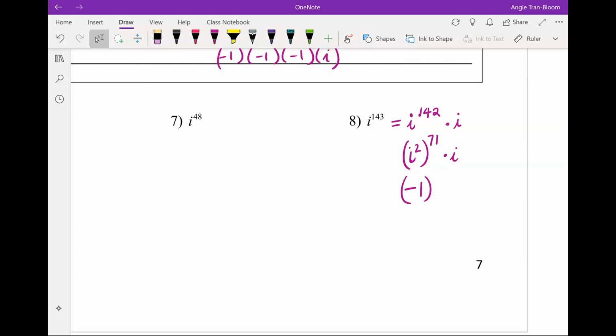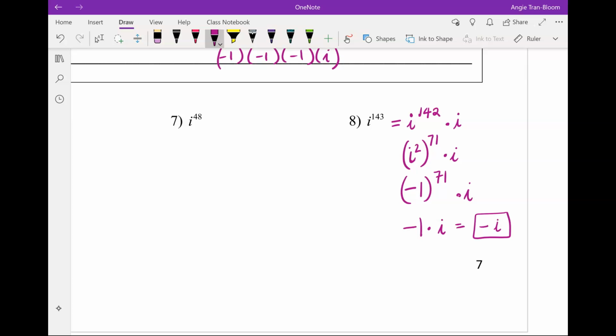-1 to the 71 times i. What's -1 to an odd exponent? It's a -1 times i, which is -i. Look at that. All of those i's became just a -i. I'm going to hold it right there so you can ask me questions.